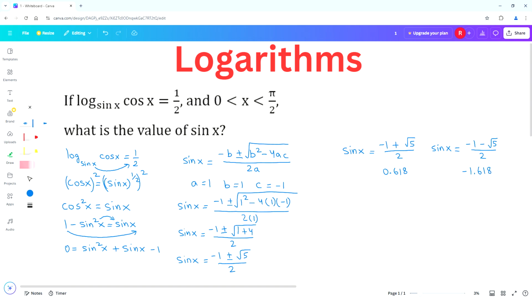As you may know, the minimum value for sin x is negative 1. That means negative 1.618 is an invalid solution for this equation because sin x cannot have a value less than negative 1. So this is an invalid solution. So the only valid solution is negative 1 plus square root 5 over 2 because sin x can be between negative 1 and positive 1. So this is the exact value of sin x. This should be the final answer for this problem.